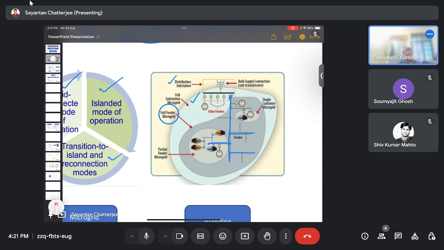Now again, cases may arise where a fault occurs somewhere inside the feeder, anywhere here in the feeder. Let's suppose the fault occurs here. In that case, if the point of common coupling becomes this one and this part is isolated, that becomes a partial feeder microgrid.